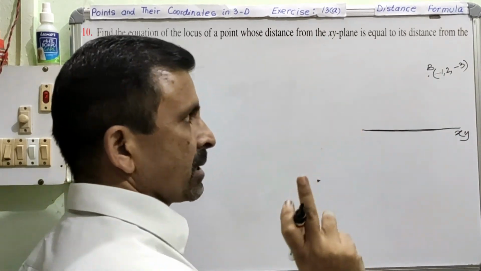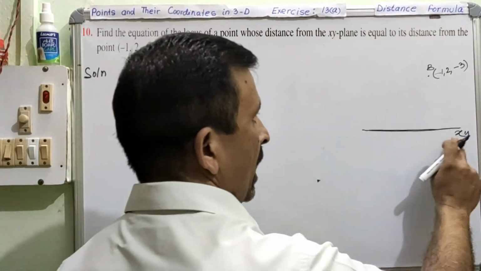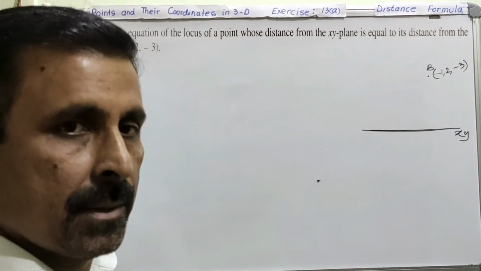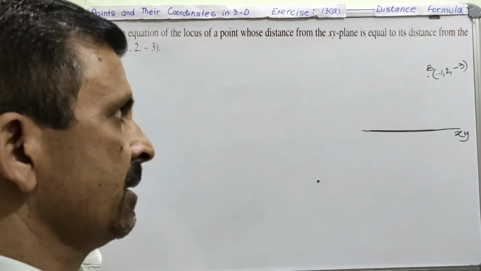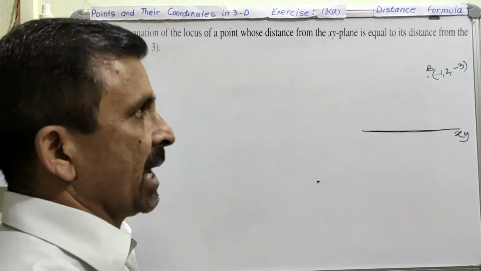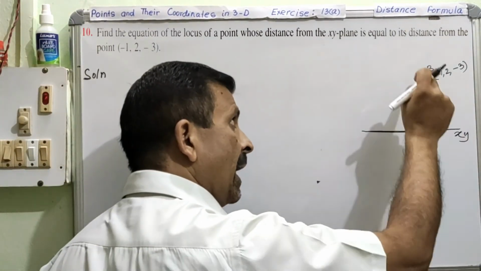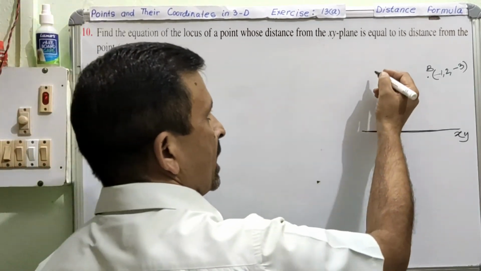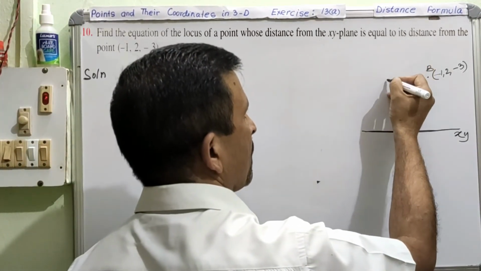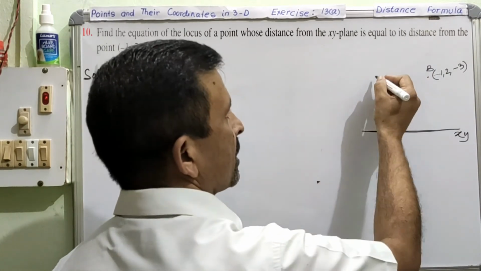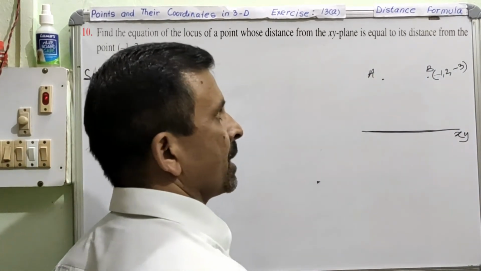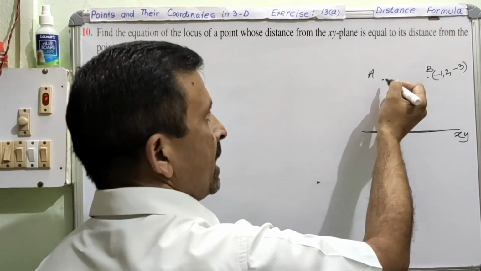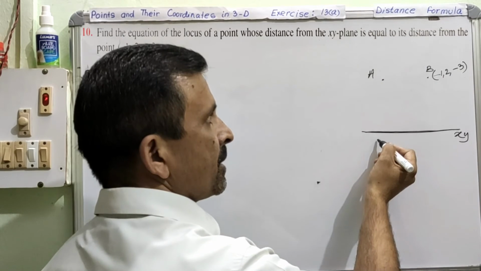Now, first of all, these are the two things given. You have an XY plane and then you have a point B. The question says that you have to find the locus of a point which is at equal distance from the XY plane and from B. So let that point be somewhere here, and I will mark this point as A. This is the point which is at equal distance from B and also from the XY plane.